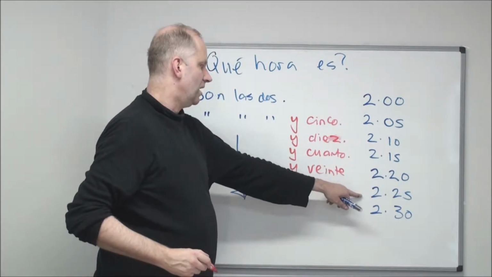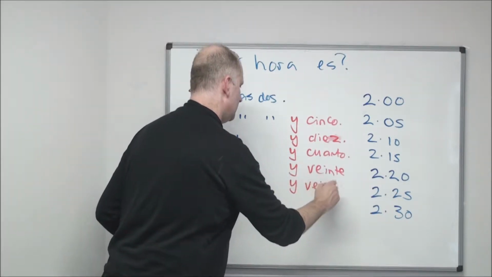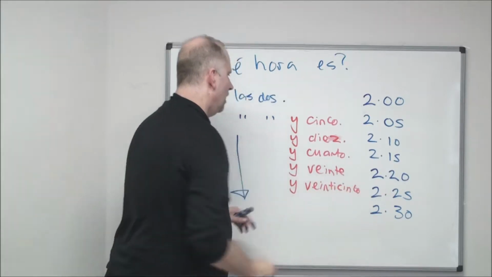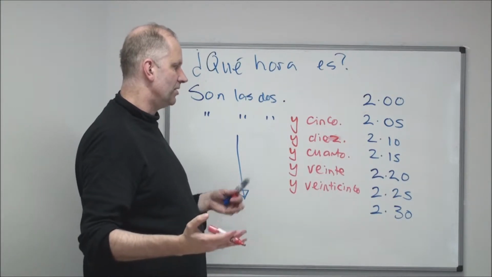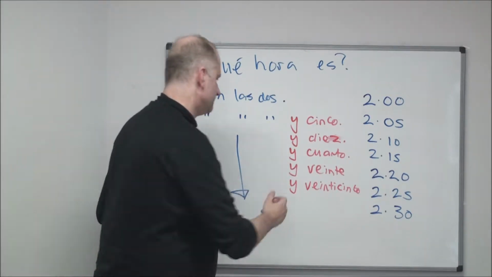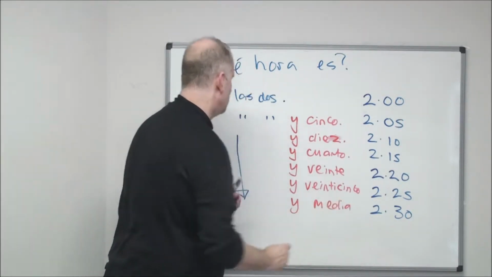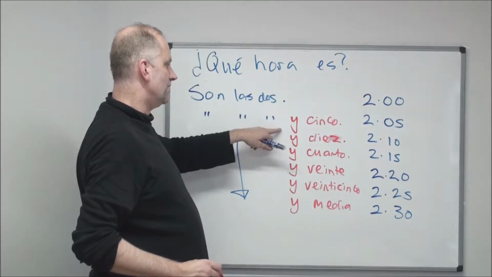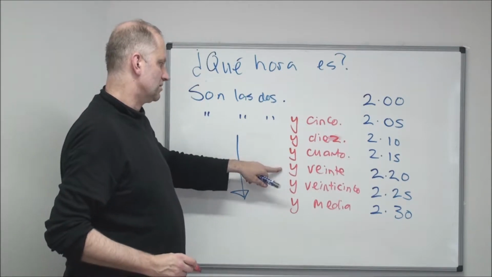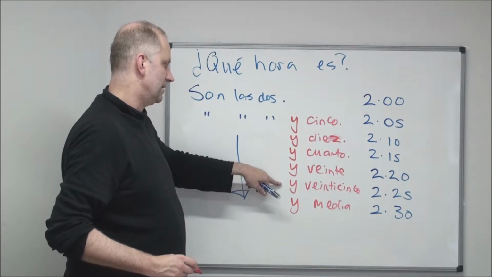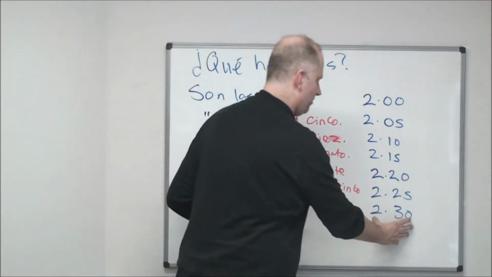And then 2:25, son las dos y veinticinco. And then for this, you could also say it's 2 o'clock and 30, but you can also do the half past. So son las dos y media. Okay, so son las dos y cinco, son las dos y diez, son las dos y cuarto, son las dos y veinte, son las dos y veinticinco, son las dos y media. Okay, so we got to the half hour point.